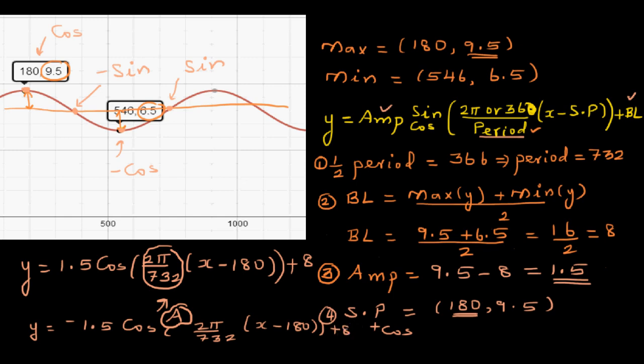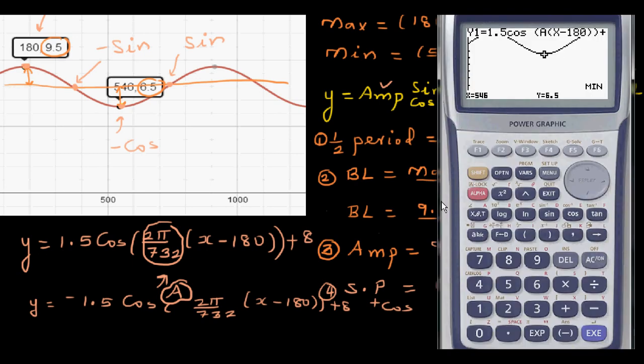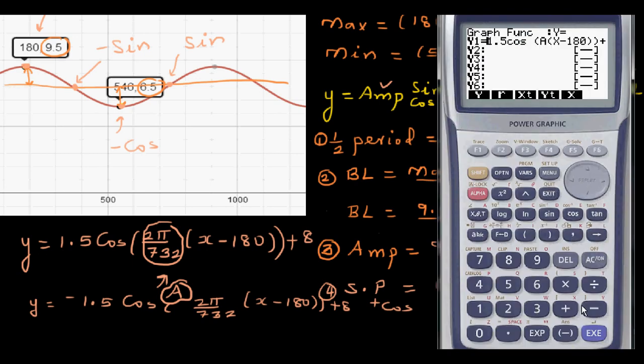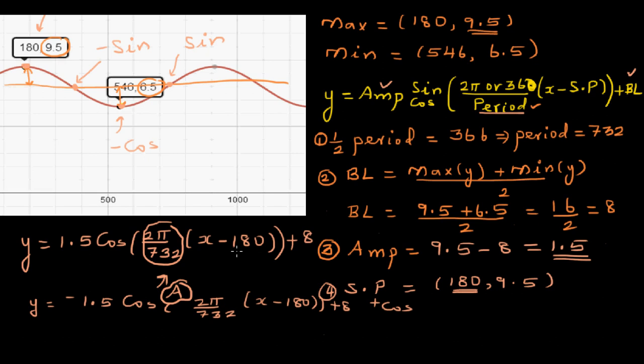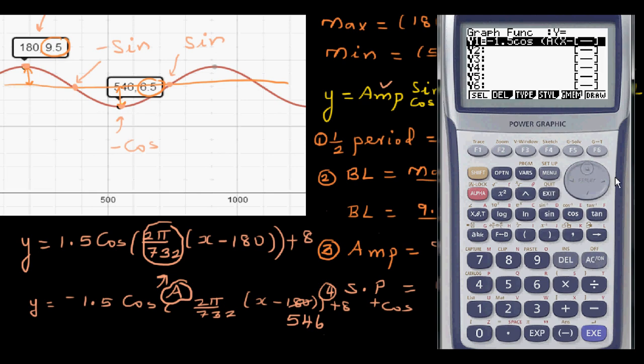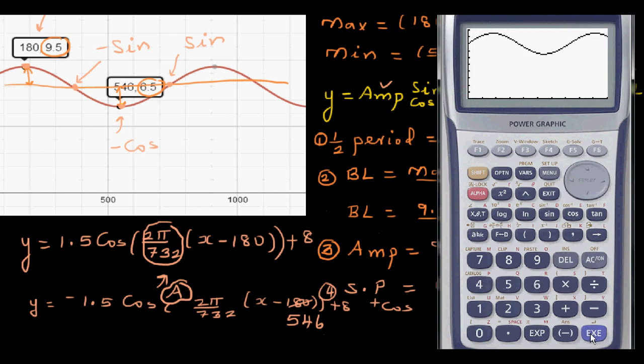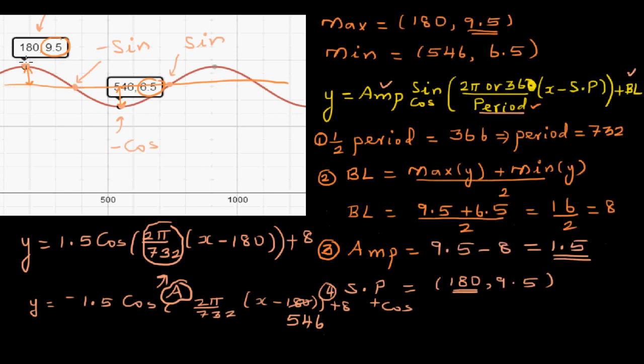So let me show you that again. Get the calculator and let me put a minus there and see what happens. It's the same graph. The starting point has to change now. The starting point is minus 546. So I had to type in 546 because the starting point has changed. Let's go back, delete this first and type in 546. The same graph, G-Solve maximum 189.5, G-Solve minimum. You can try yourself: this point is halfway between 180 and 546.